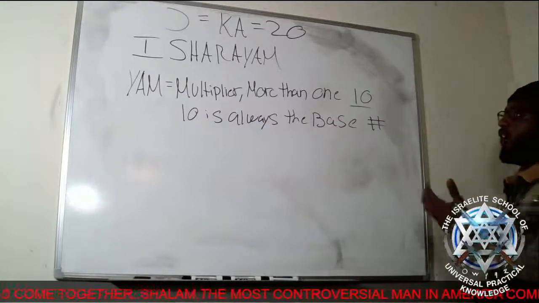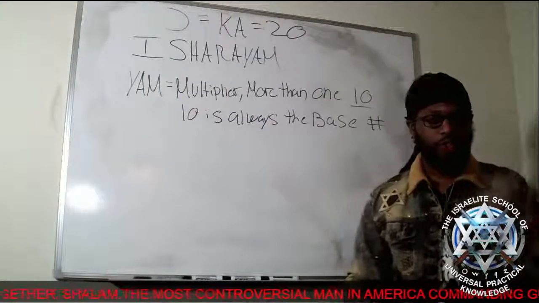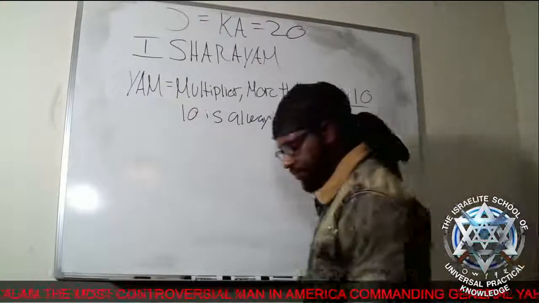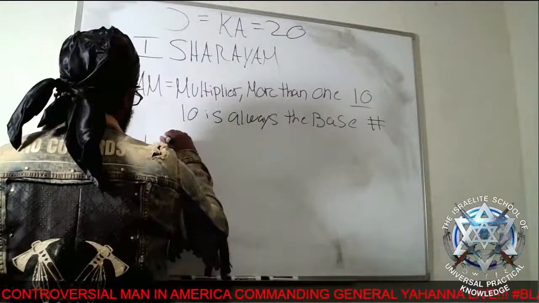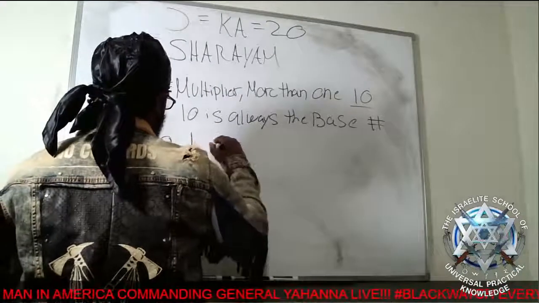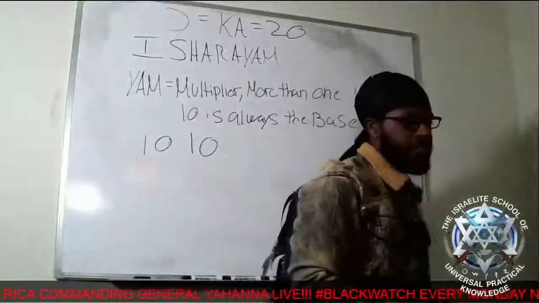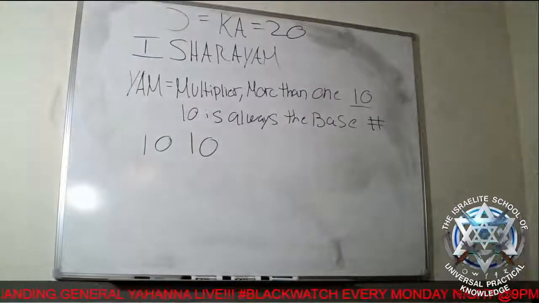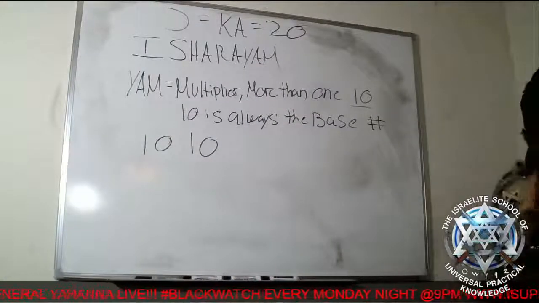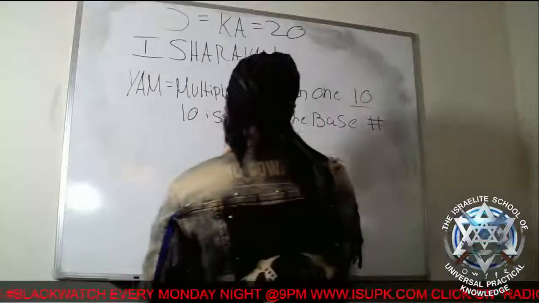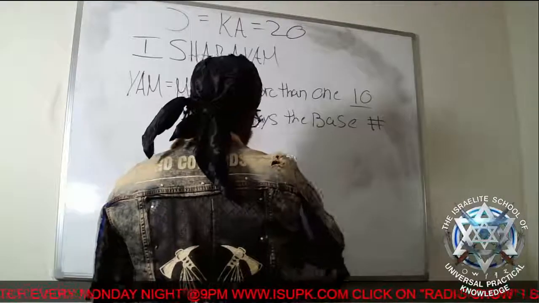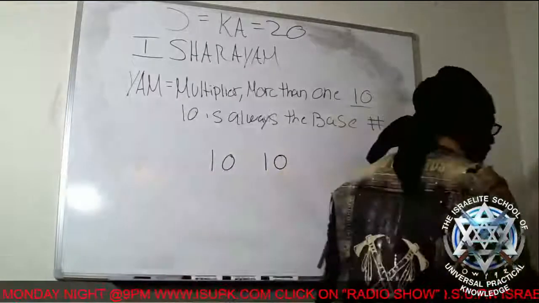Well, in order to get to the number 20, you need two 10s, right? So you have a 10 right here, and then you have a 10 right here. So there's your 10s on the board. Let me write a little lower so you guys can see it. I'm going to write it sort of in the middle. So you have your 10 right here, and then you have your 10 right here.